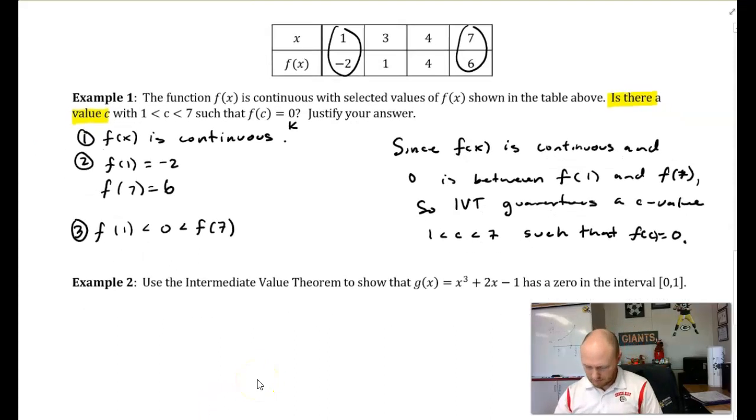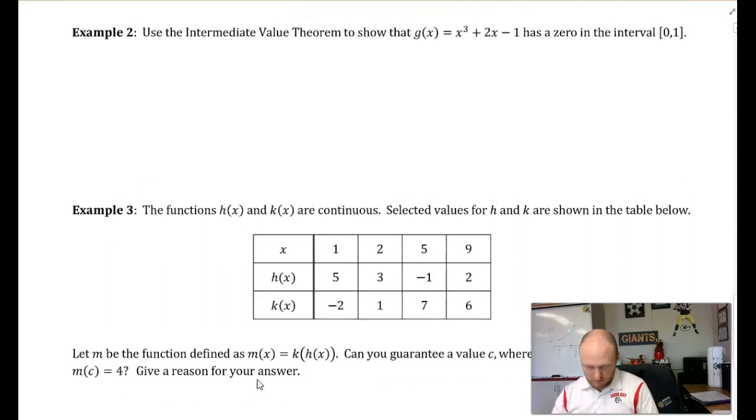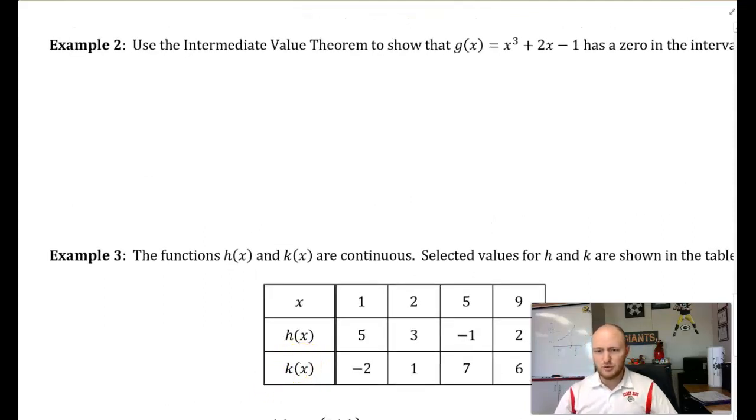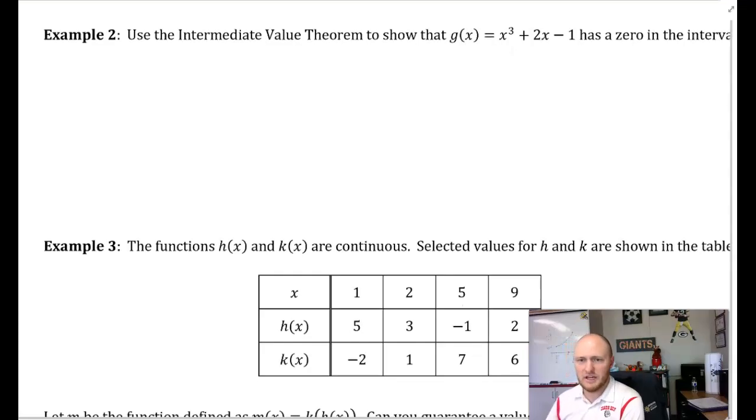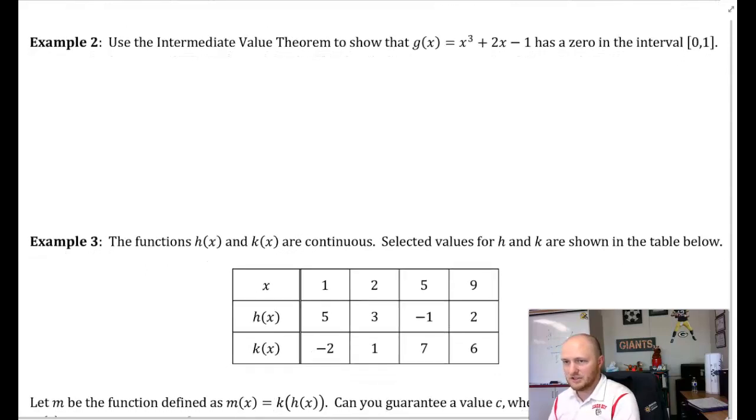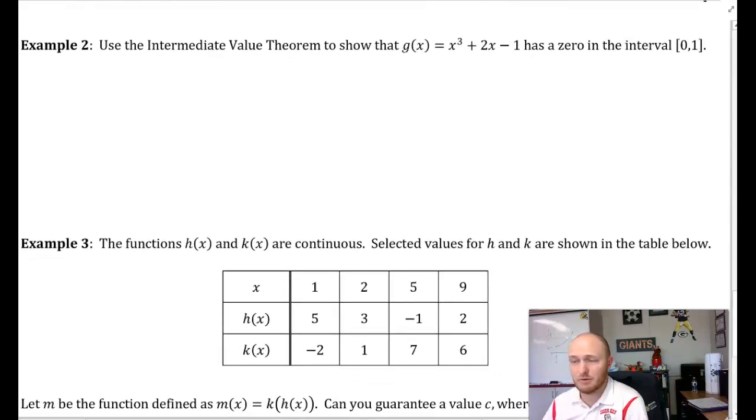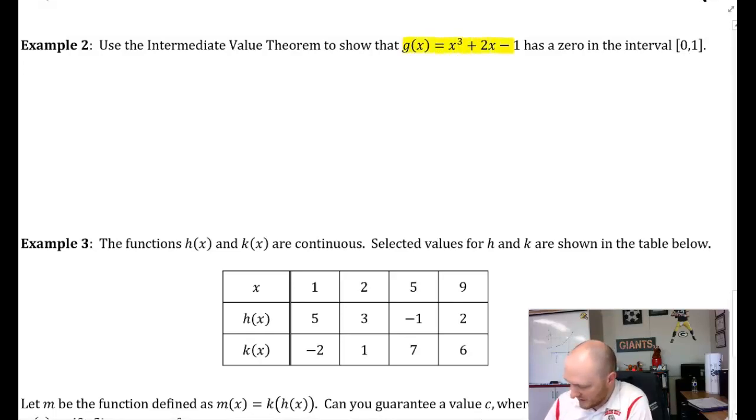All right. Here we go. Example number 2. Okay, we're going to go ahead and use the intermediate value theorem to show that g of x has a 0 in the interval 0 to 1. Now, this example is different because they give us a function, g of x, and the k value that they give us is 0. They don't explicitly say that, right? And we want that x to be in the window 0 to 1.